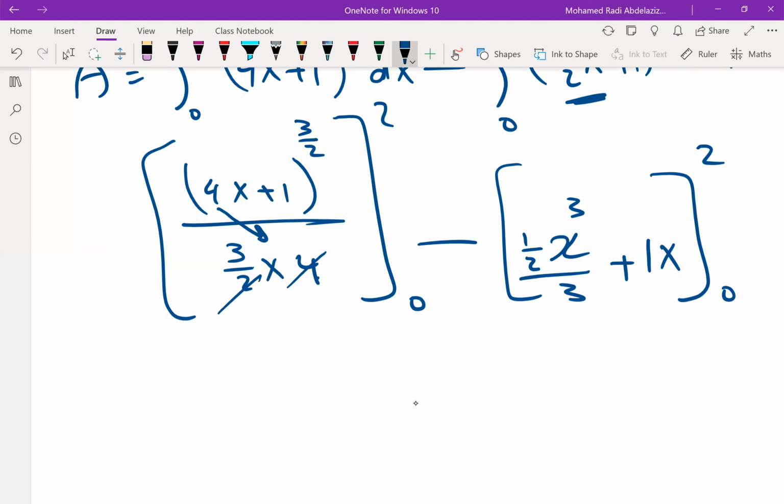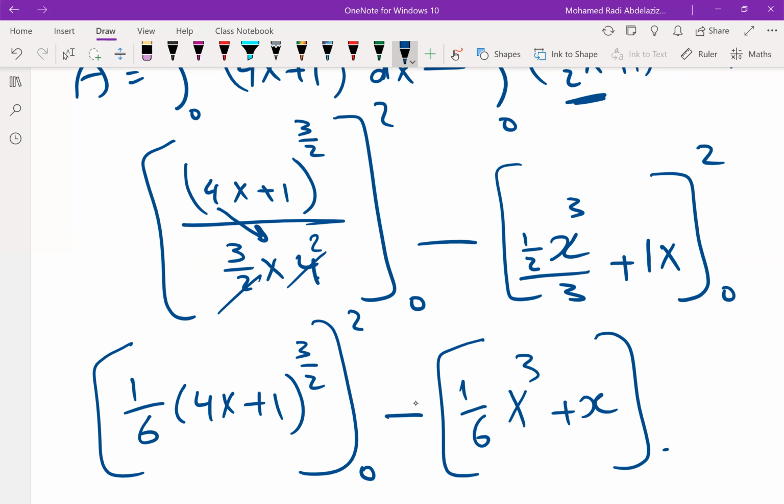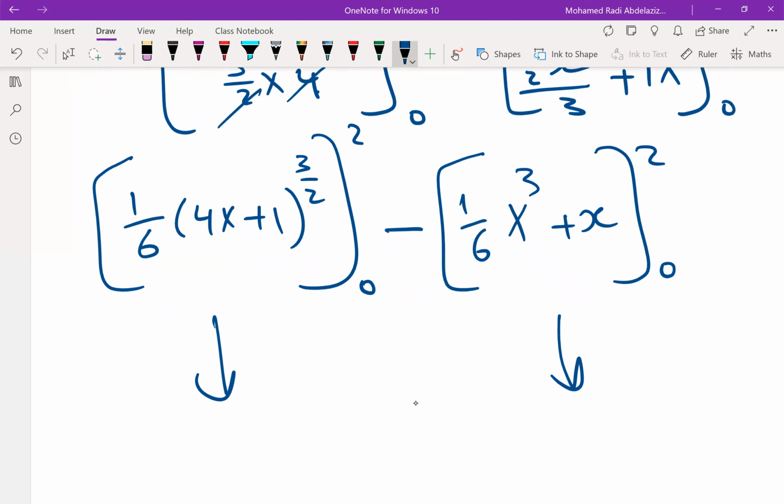Then simplify your answer. It will be 1 over 6, (4x + 1) to the power of 3 over 2, from 0 to 2. Make sure you work out by substituting 2 minus 0. Minus, simplifying, half divided by 3 will be 1 over 6 x cubed plus x, limits from 0 to 2. You can find the area of the first, the area of the second, by substituting 2 minus 0. The second one is the same way: substitute, then find the final answer, which will be 1 if you calculate it. But you have to continue and complete it, and make sure you work out how to substitute 2 and how to substitute 0 to get the final answer. Thank you.